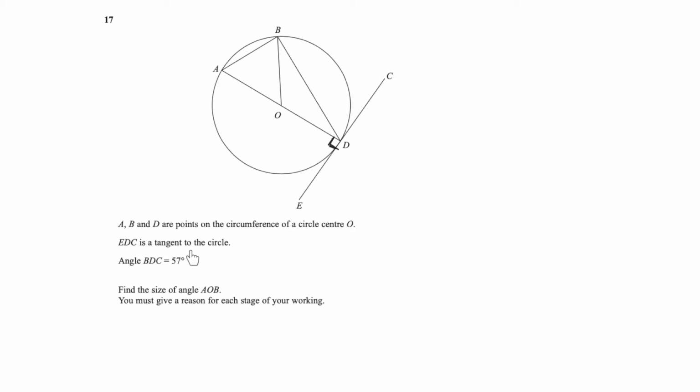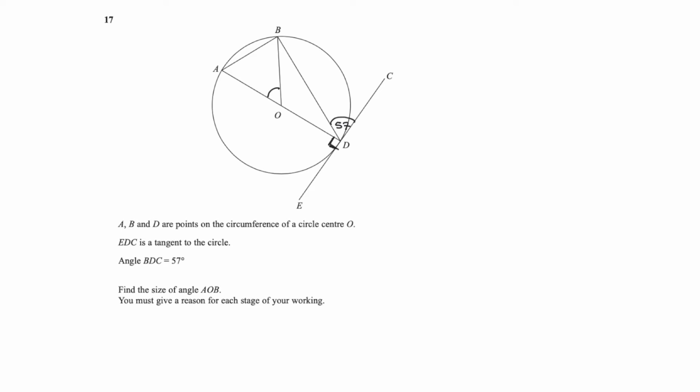EDC is a tangent, we've done that. Angle BDC is 57. Let's put that 57 degrees in there. And what else did they tell us? Find the size of angle AOB. Let's mark that off. That's it there. And then they want us to give a reason for each stage of the working out.